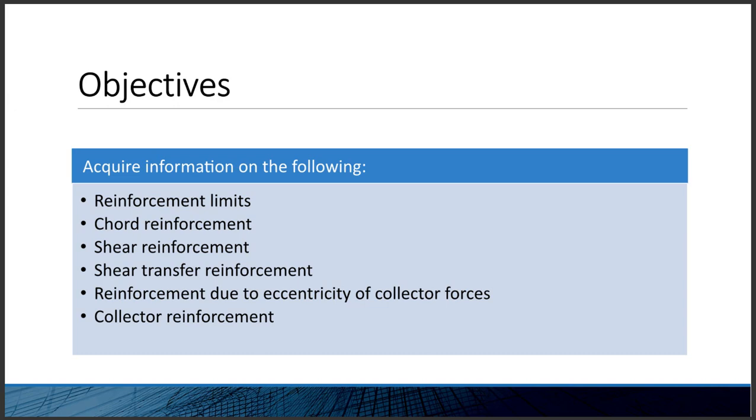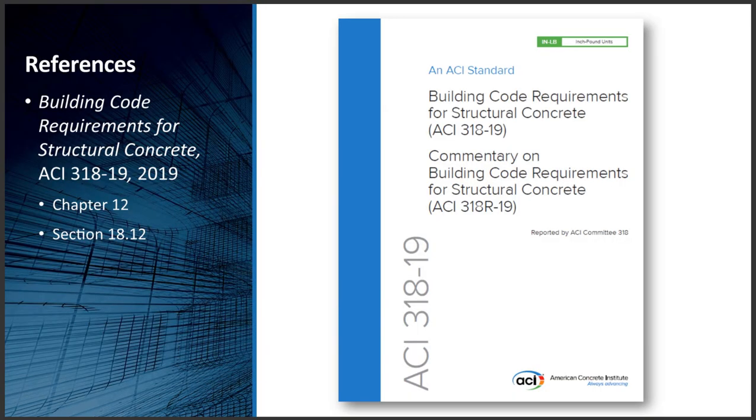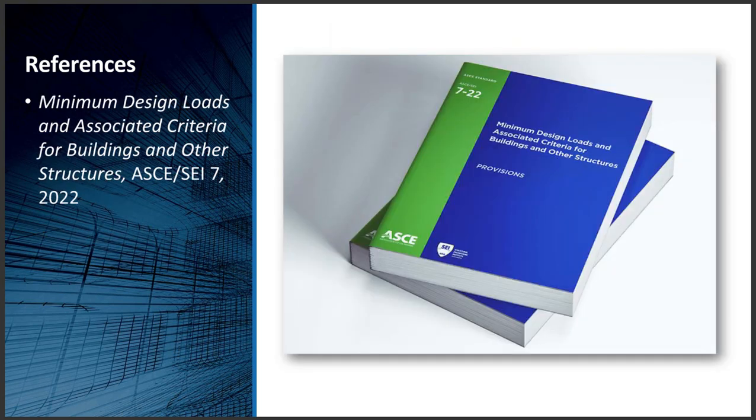We're going to take a look at all the different types of reinforcement and how to calculate those. And once again, everything is going to be based on the 2019 edition of ACI 318 and the 2022 edition of ASCE 7. So all the section numbers that you're going to see today are primarily going to be from ACI 318, but all of that is from those particular documents.